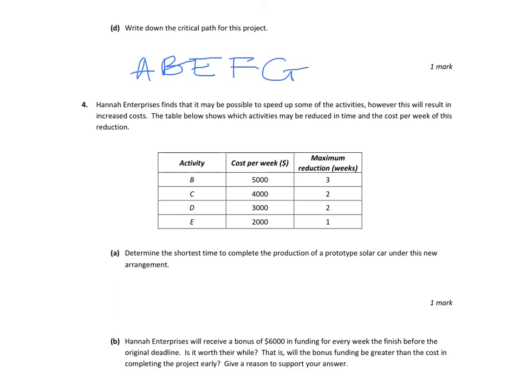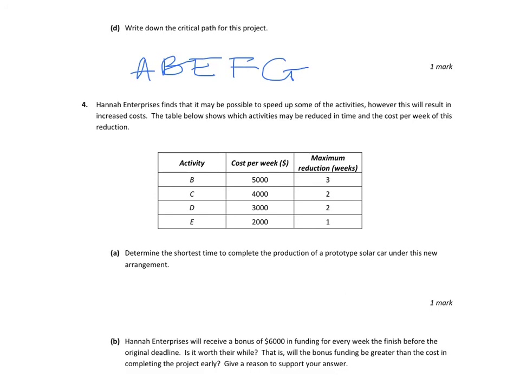Okay, so question 4. Hannah Enterprises finds that it might be possible to speed up some of the activities. However, this would result in increased costs. The table below shows which activities might be reduced in time and the cost per week of each reduction. So here we have, for instance, activity B will cost $5,000 per week that we reduce, and we can reduce by a maximum of 3 weeks. So if we were to reduce by 3 weeks, it would actually cost us $15,000. Remember, that's cost per week.